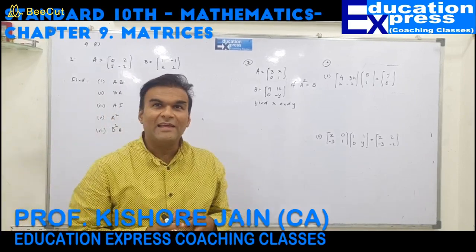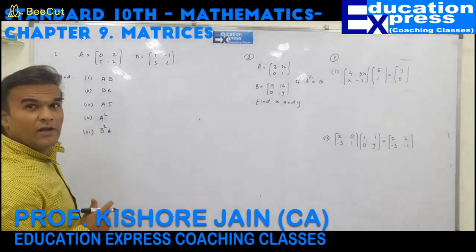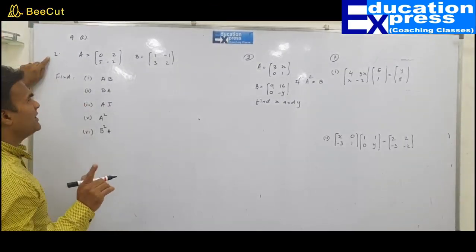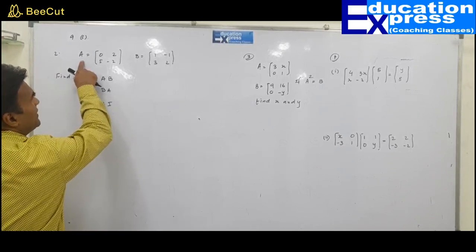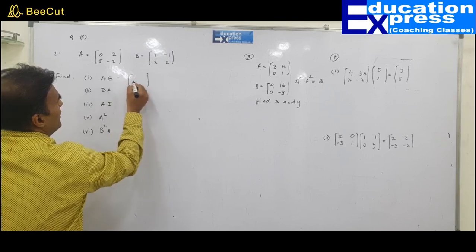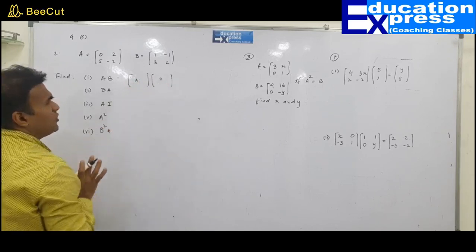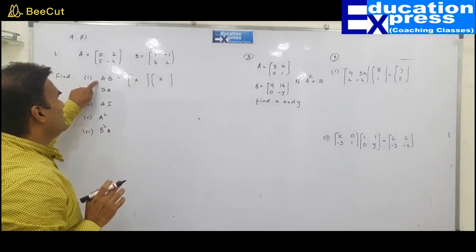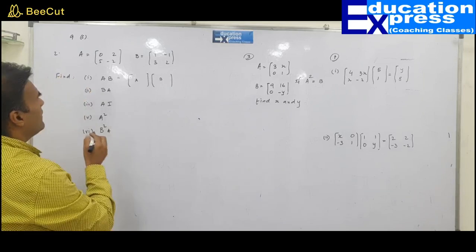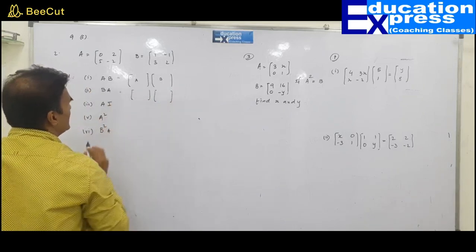So we start with exercise 9C, page number 129, question 2. These are all basic questions which I have already discussed. Matrix A is available, B is available. How do we go about it? Matrix A multiplied by matrix B. I am sure the students can manage by themselves. Same way for BA, we have to find B first and then A.